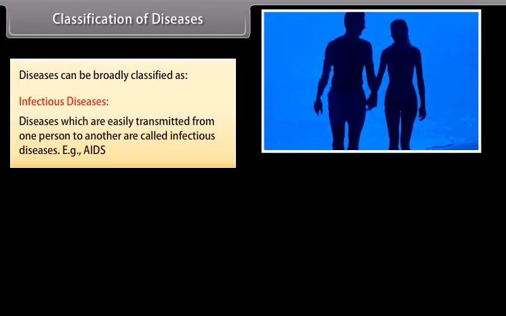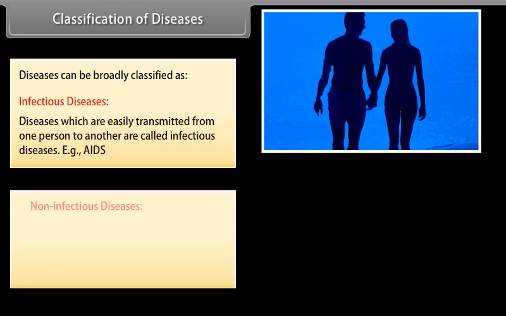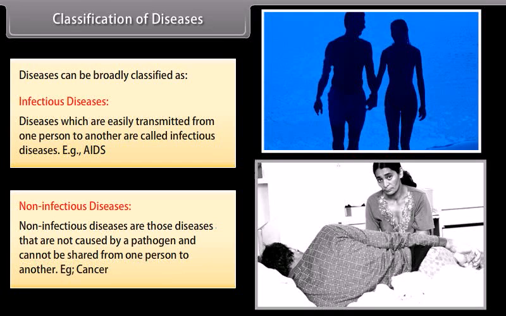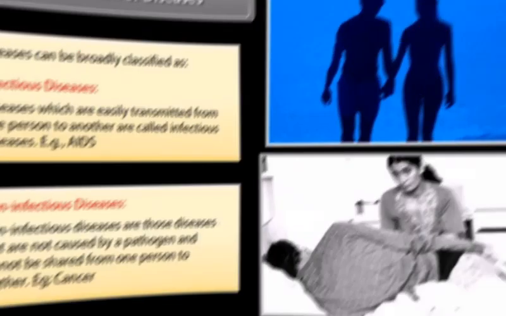Classification of diseases. Diseases can be broadly classified as infectious diseases. Diseases which are easily transmitted from one person to another are called infectious diseases. Example, AIDS. Non-infectious diseases are those diseases that are not caused by pathogens and cannot be shared from one person to another. Example, cancer.